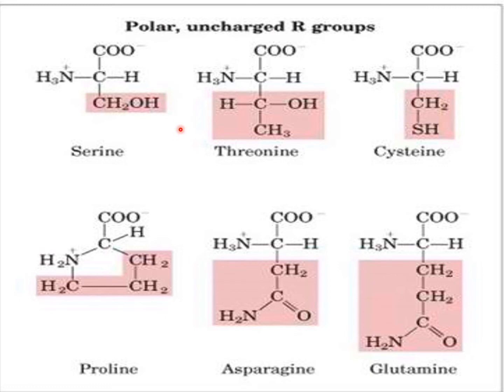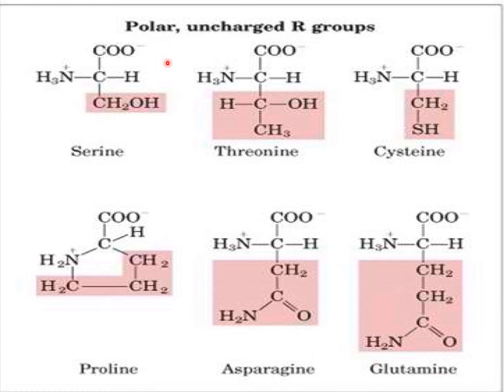So we're basically done discussing the hydrophobic or nonpolar amino acids, which have nonpolar or hydrophobic side chains in their structure. As of this moment, we will have the polar uncharged side chains that we can see in the structure of serine, threonine, cysteine, proline, asparagine, and glutamine.